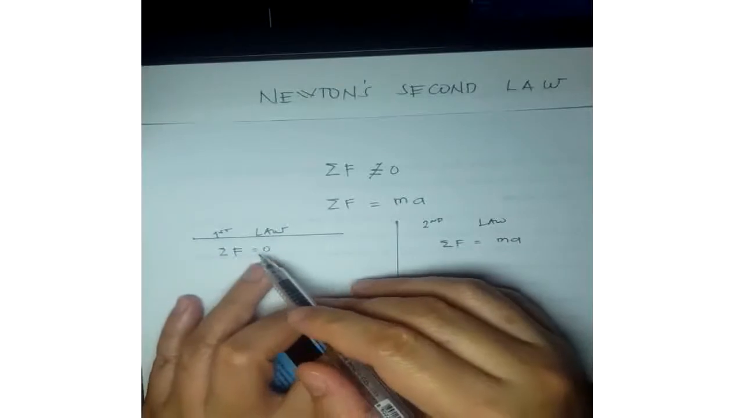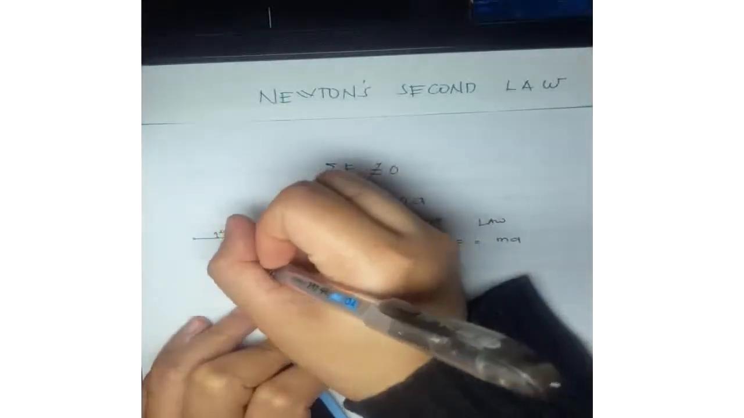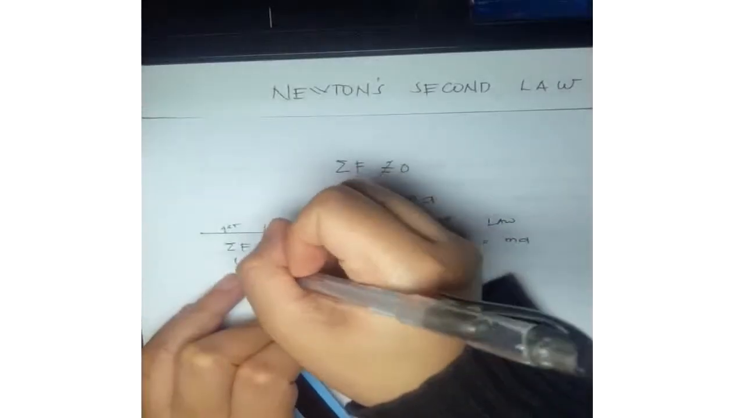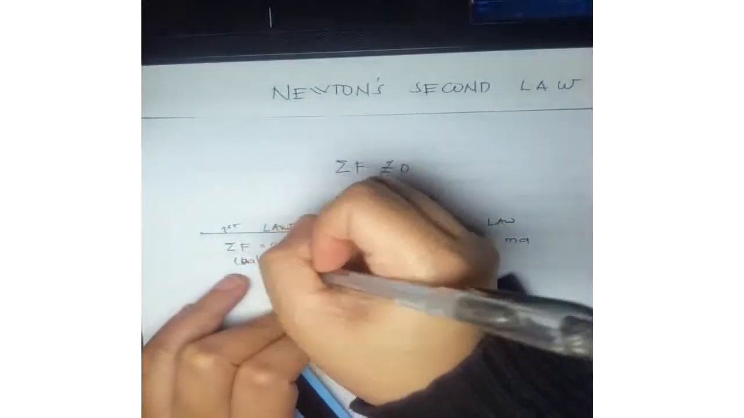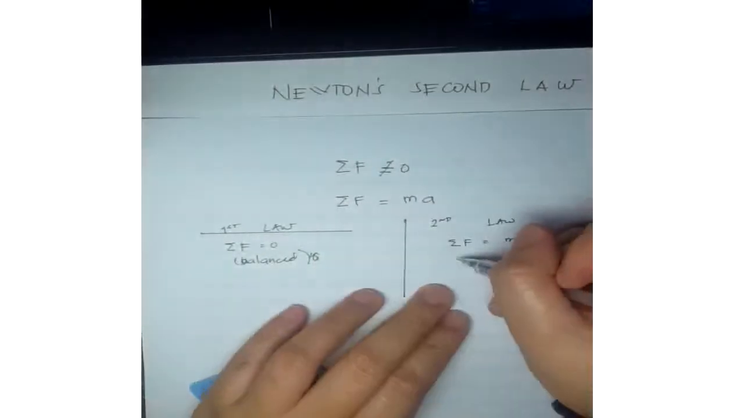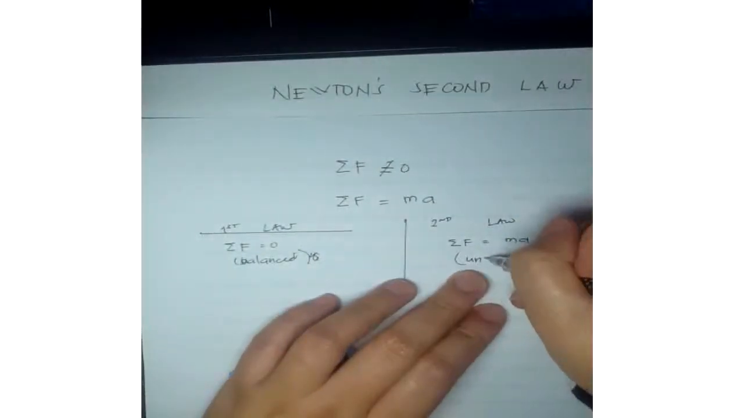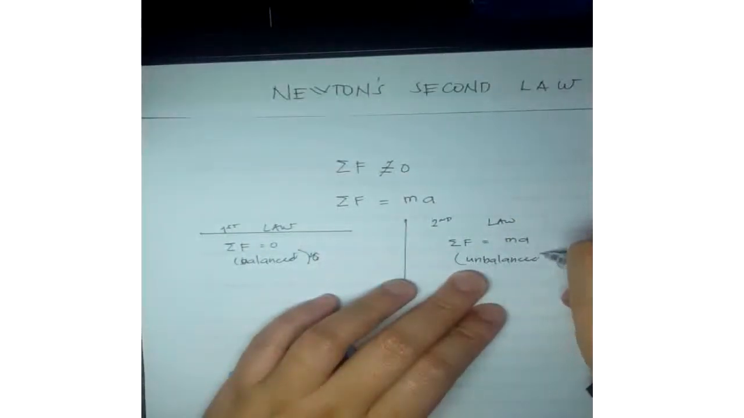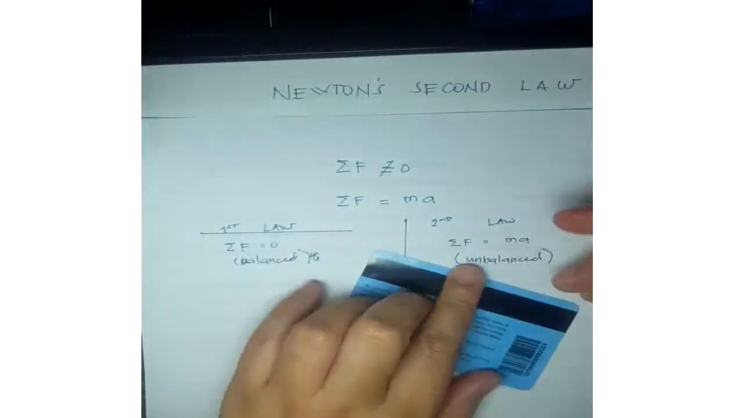So basically, the first law is under balance, while the second law is unbalanced. Okay, so that is the main difference.